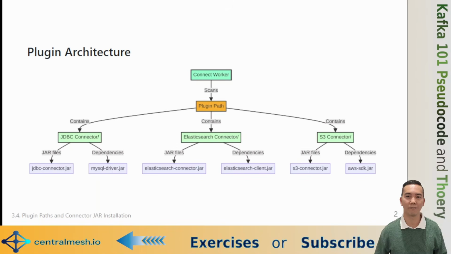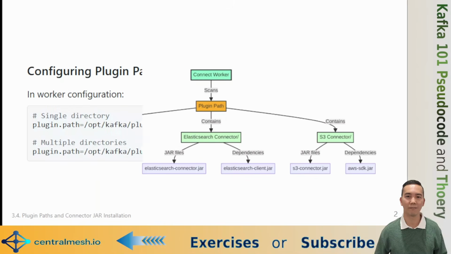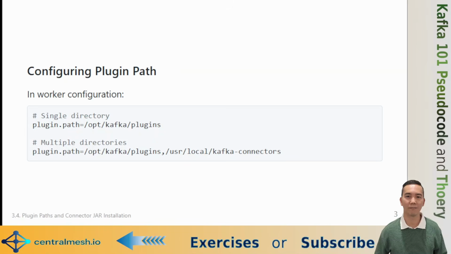One important design decision here is that Kafka Connect isolates each connector using its own class loader. This means if two connectors require different versions of the same Java library, they usually won't interfere with each other, because each connector loads its own dependency independently. This isolation is one of the reasons Kafka Connect can support such a large ecosystem of third-party connectors without constantly running into dependency conflicts.